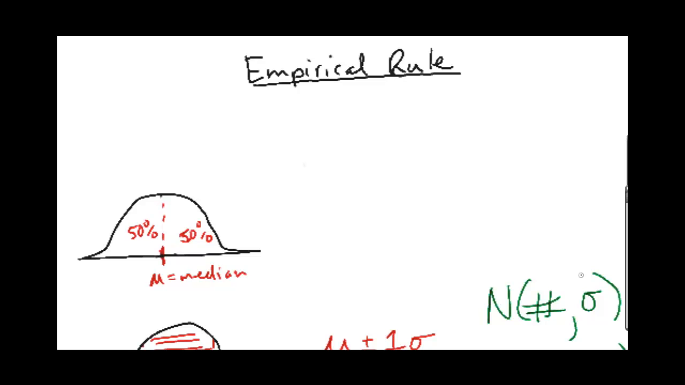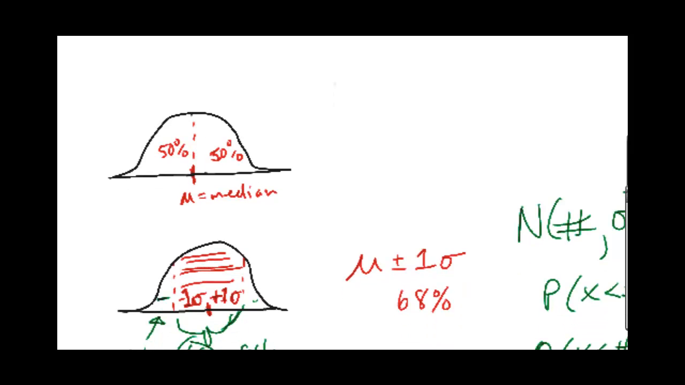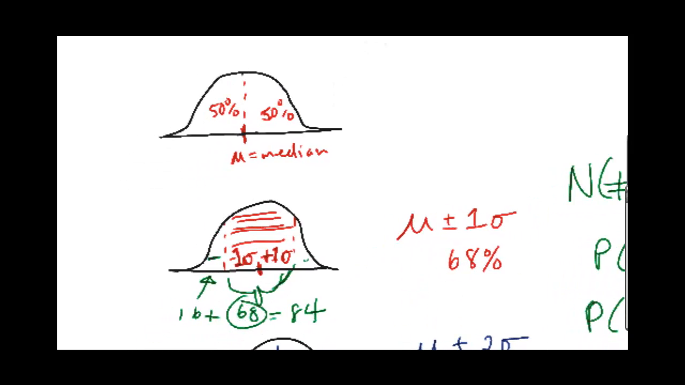Today we're going to be looking at an example to illustrate how to use the empirical rule. If you remember the empirical rule, quick rundown: mean equals median, 50% on either side.